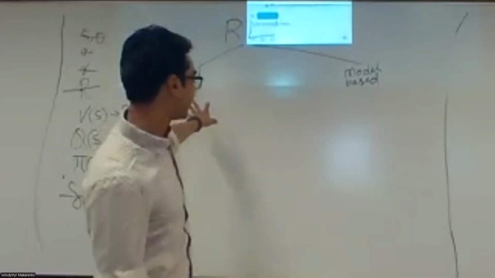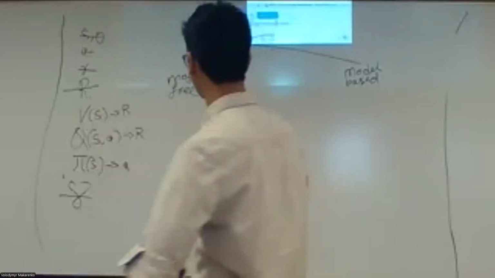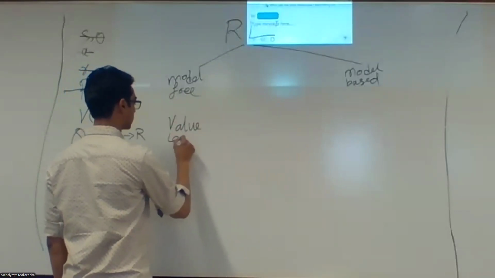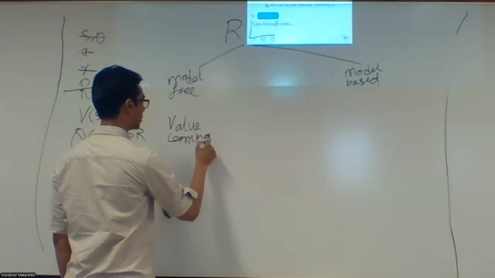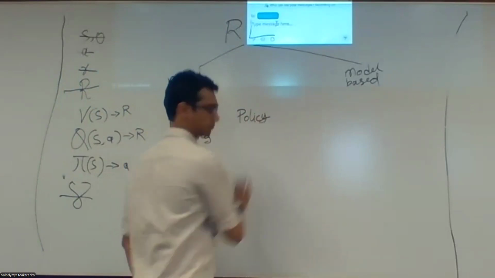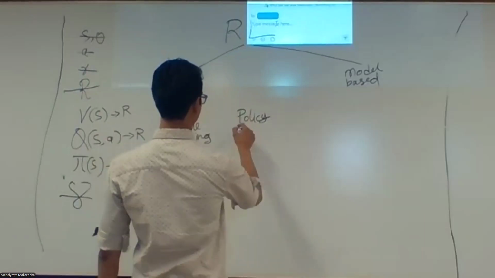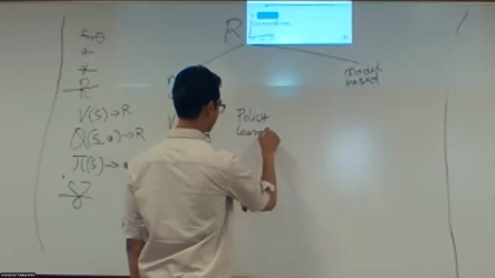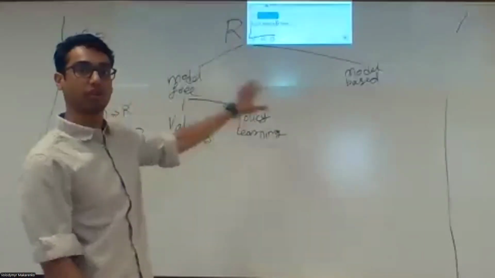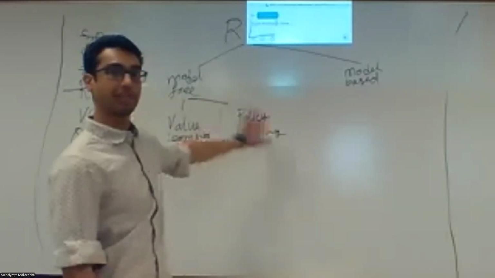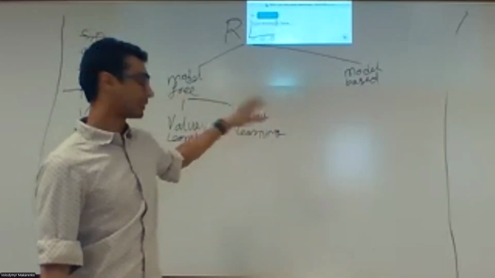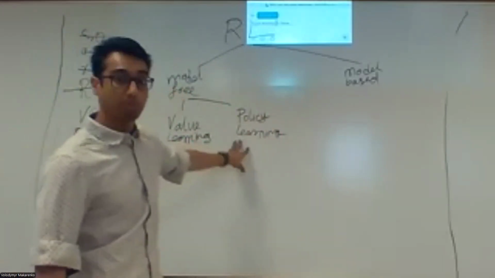Now within model-free, there are two approaches. One is value learning, and the other is policy learning. Also, just to be clear, this isn't an exhaustive list of everything, or an exhaustive relation tree. It's just some relations which I find interesting, and I'm going to highlight them. So, value learning and policy learning.